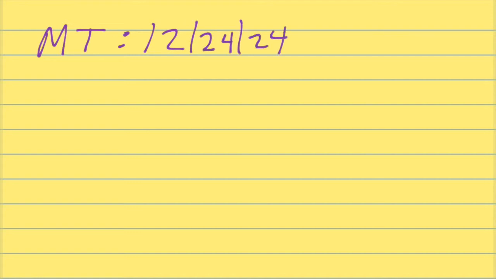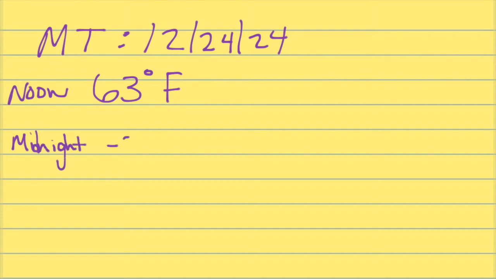Let's combine this with a function. In example 3 in your book, it says one of the most extreme temperature changes in United States history occurred in Fairfield, Montana on December 24th, 1924. The temperature at noon was 63 degrees Fahrenheit. By midnight, the temperature fell to a ridiculously cold level of negative 21 degrees Fahrenheit. So the question is, what was the change in temperature?